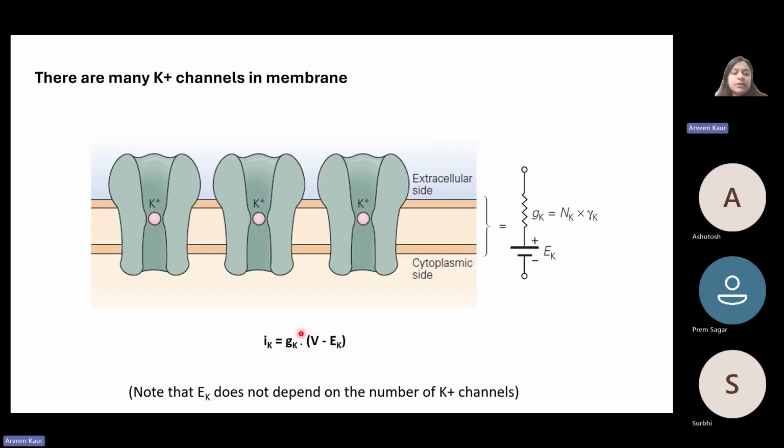EK is not dependent on the number of channels, so EK is going to remain constant. The equilibrium potential for a particular ion is going to remain that much only, however many channels we have. If it is minus 75 millivolt for potassium, it is going to remain minus 75 millivolt. If it is plus 55 millivolt for sodium, it is going to remain plus 55 millivolt only.